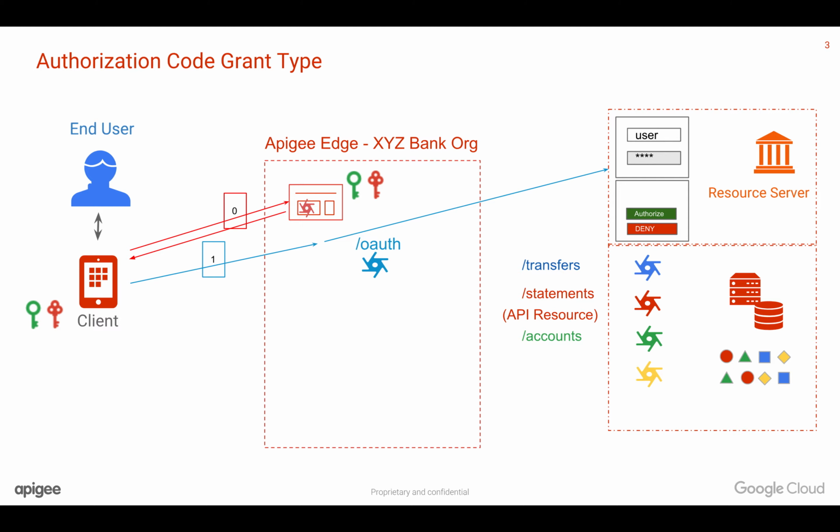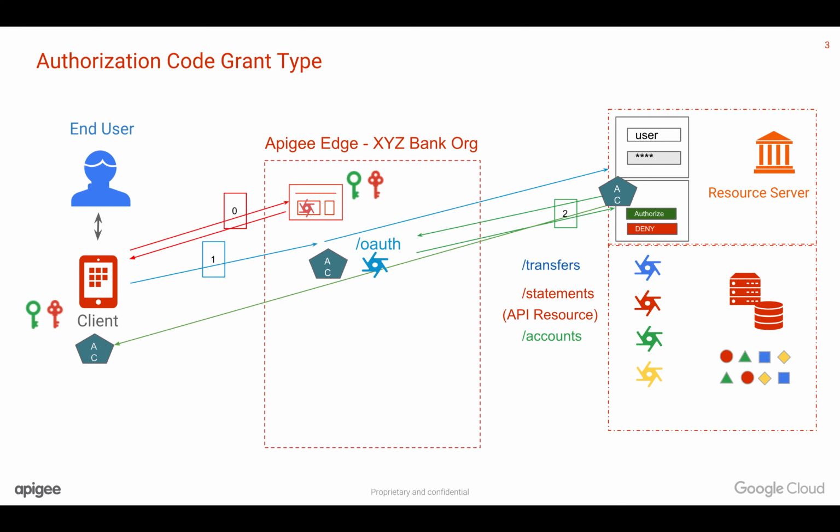Then once you authorize the application, in the second step, application makes an API call to Apigee OAuth endpoint and asks for the authorization code. Apigee generates the authorization code and redirects back to the consent screen, which in turn sends this particular authorization code to the client. Client now has this authorization code.